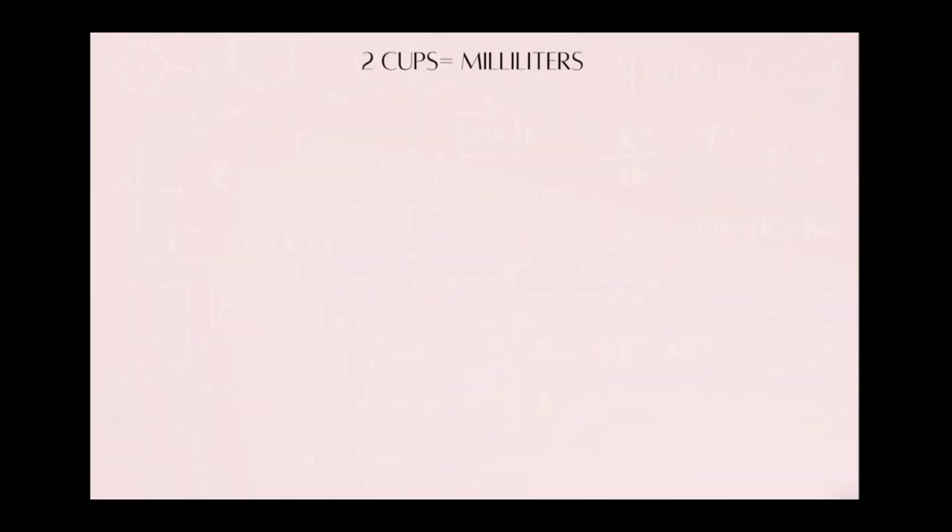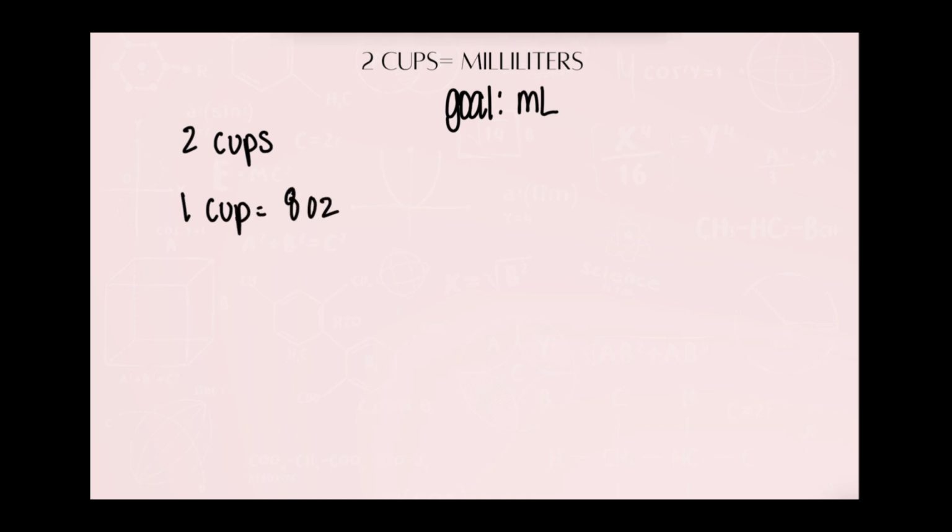Let's do another one. 2 cups equals how many milliliters? So my goal is going to be to find milliliters. So I'll start off with writing that. Now I got to do my puzzle pieces. So I know I have 2 cups that's in the problem. So that's a puzzle piece. It's by itself. It doesn't equal anything. And then I know that 1 cup equals 8 ounces. Okay, but I still need to go to milliliters, but I know there's one more conversion. I know that 1 fluid ounce is 30 milliliters. So that is another puzzle piece.